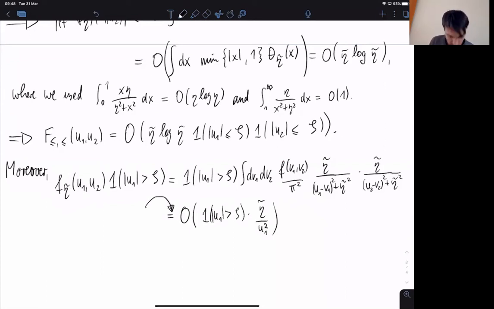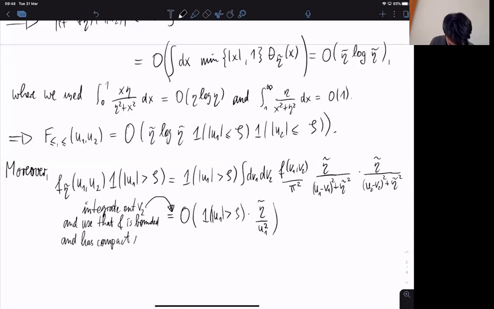Well, maybe I'll give you a short explanation here: you have to integrate out v2 and use that f is bounded and has compact support, and that in particular implies that u2 minus v2 squared is bigger than, say, 1/4 u1 squared, as u1 is bigger than zeta.